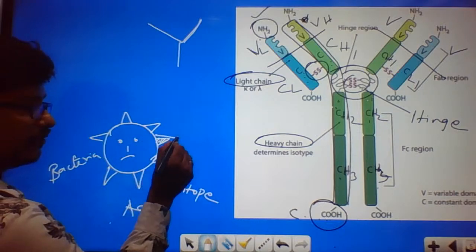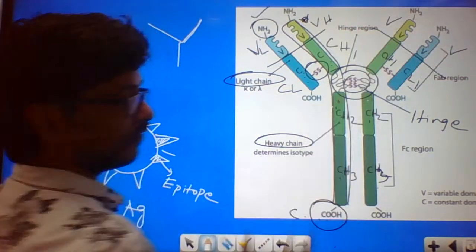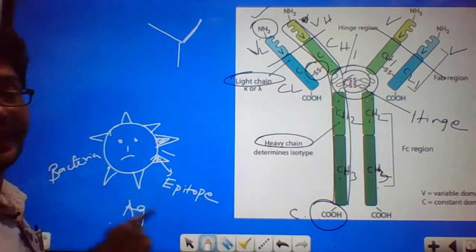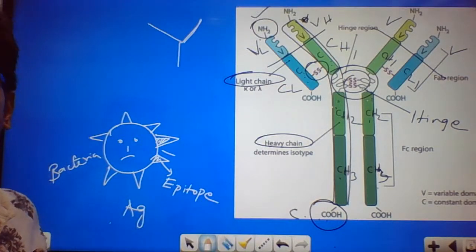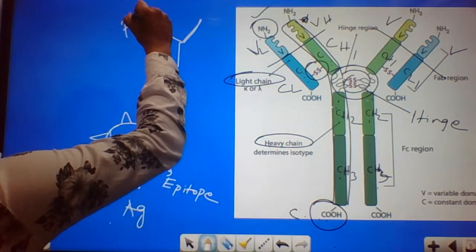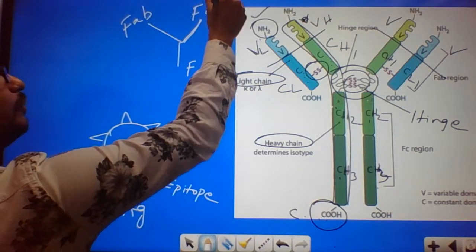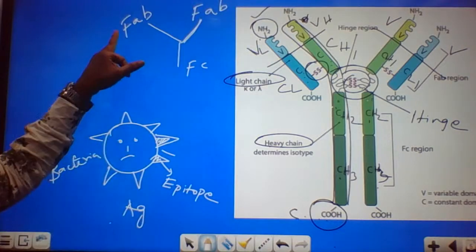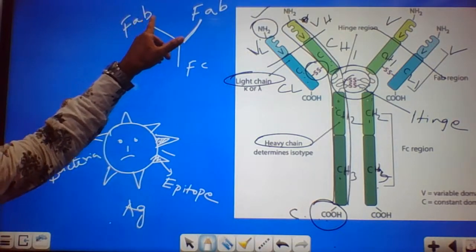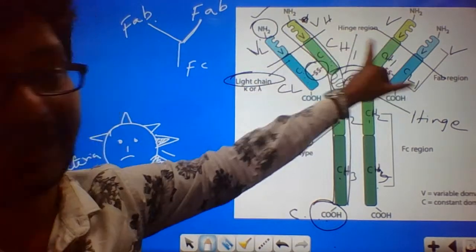So what happens is, there are two FAB regions. This is one FAB region. This is another FAB region. FAB stands for fragment of antigen binding site. This is called the FC region. This is also a FAB region. These two regions, the fragments of antigen binding site, are called FAB regions.